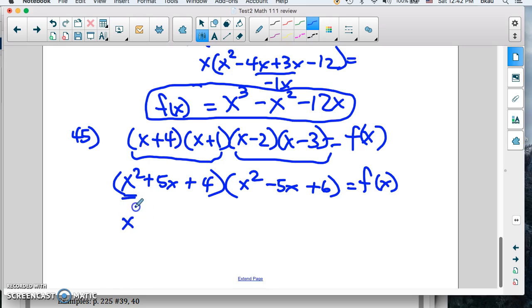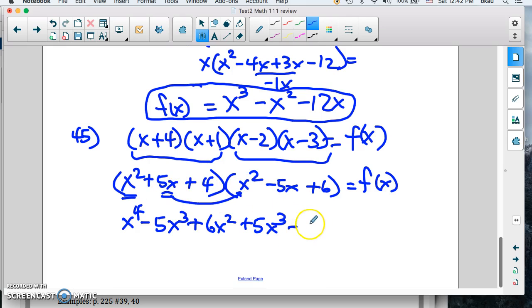So the first 2 is x to the 4th. X squared times that is going to be -5x to the 3rd. X squared times 6 is 6x squared. Now I'll go to this term, 5x: x to the 3rd for this times this. And 5x times -5x is -25x squared. And 5x times that 6 is 30x. And then I have to go to the 4x squared. Positive 4x squared, minus 20x plus 24.